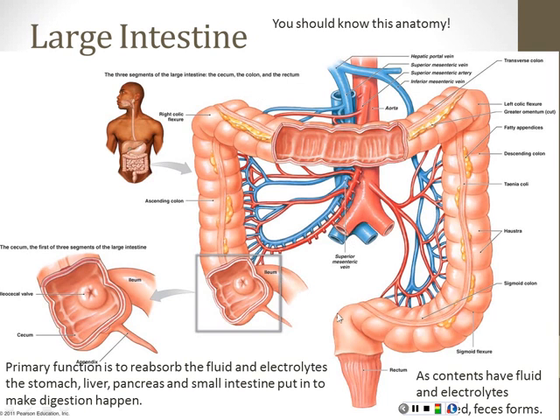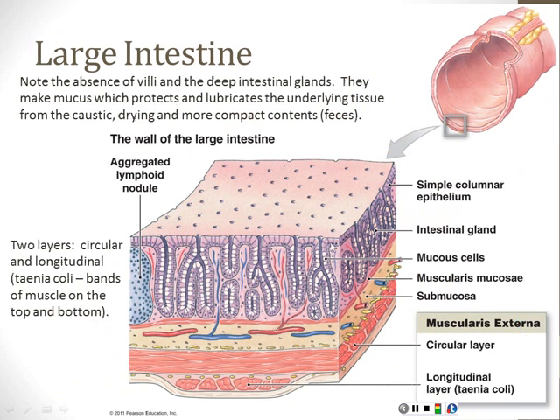Particularly fluid and electrolytes. So the three important things about the large intestine are fluid, electrolytes, and bacteria, right? Because the fluid is going to get reabsorbed, electrolytes are going to get reabsorbed, and the large intestine is one of the few places in the body that is not sterile. So we have a bacterial population that lives there as well. More on that in a second.